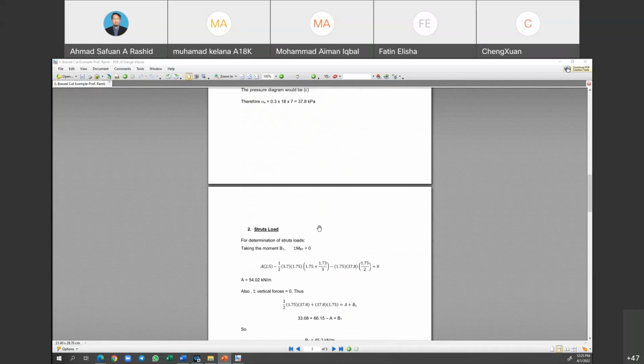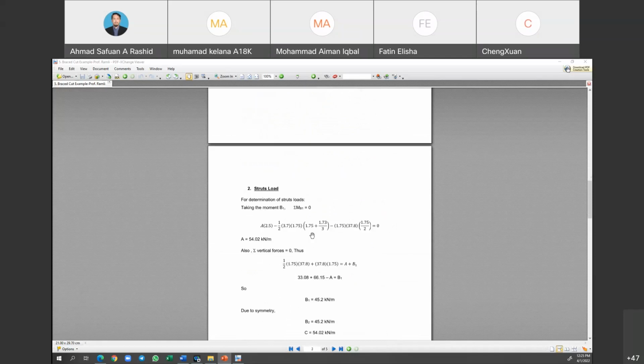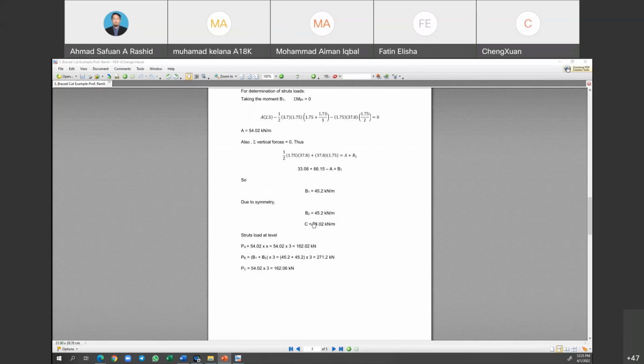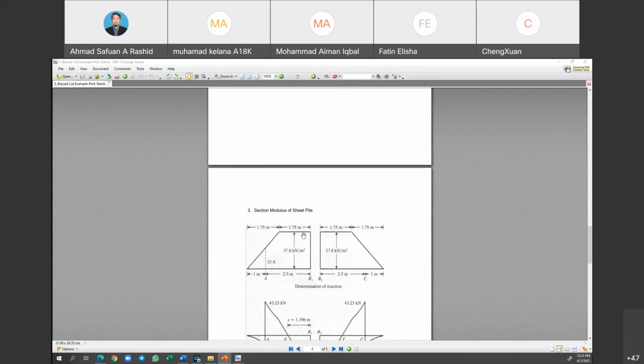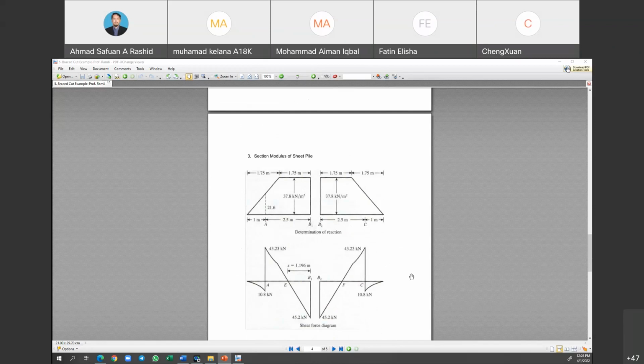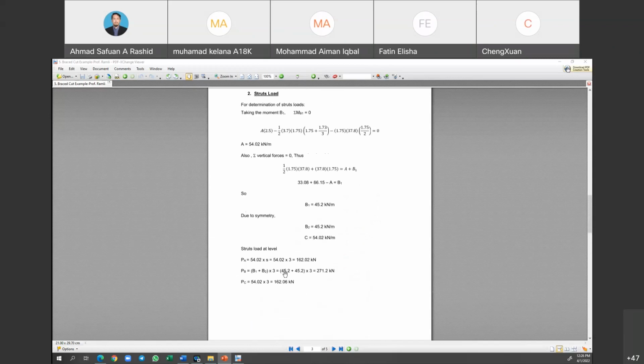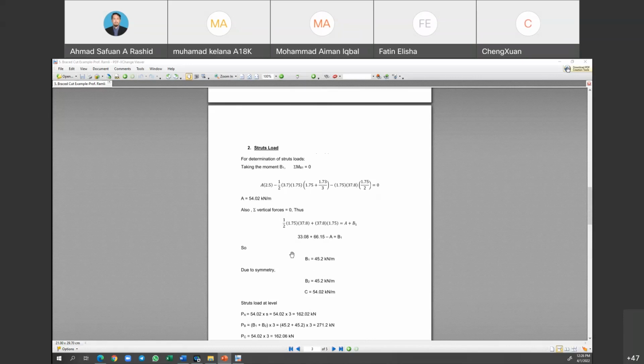Then the strut load. The same procedure as the previous one, where we need to calculate the moment. For this example, this is the moment diagram. Sorry, this is the reaction diagram. Then this is the shear force diagram. So we can look at these diagrams to determine the strut load.